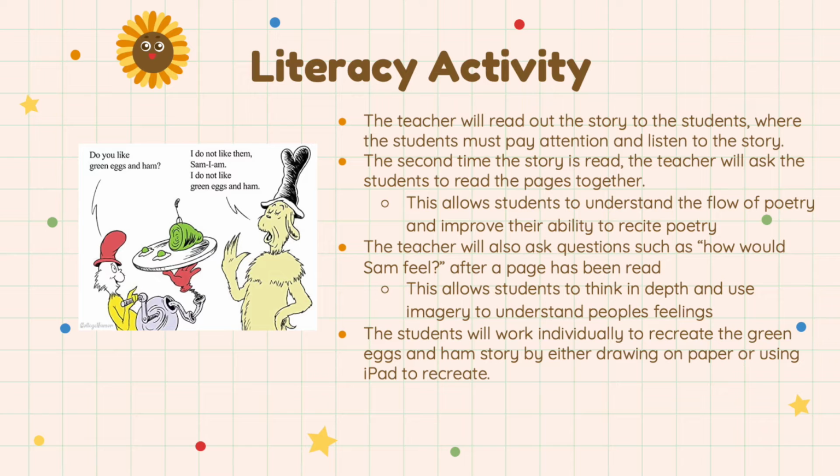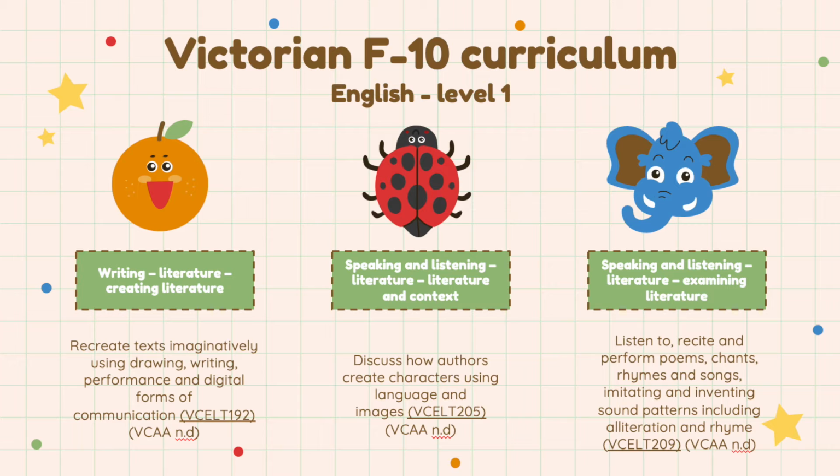The second time the story is read, the teacher will ask the students to read the pages together. This allows students to understand the flow and improve their ability to recite poetry. The teacher will also ask questions such as, how would Sam feel after a page has been read? This allows students to think in depth and use imagery to understand characters' feelings. The students will work individually to recreate the Green Eggs and Ham story by either drawing on paper or using iPads.